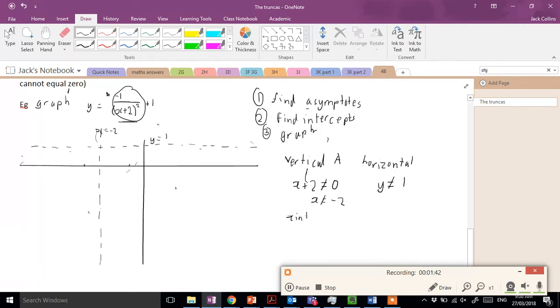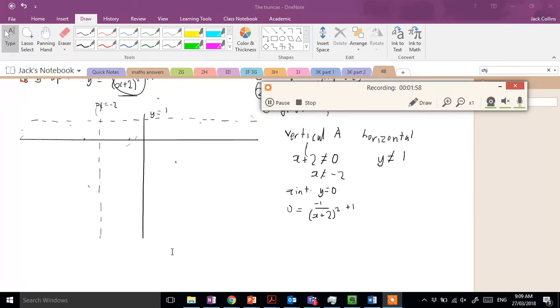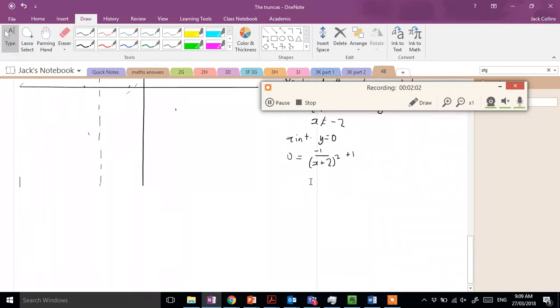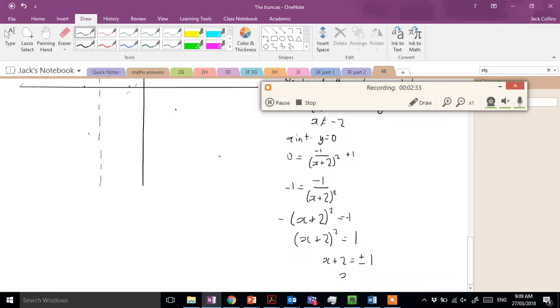So for the x-intercept, y equals 0. 0 is equal to negative 1 over x plus 2 all squared, plus 1. Just get a bit of space here. Alright, so minus 1 is equal to negative 1 over x plus 2 all squared. So negative x plus 2 all squared is equal to minus 1. X plus 2 all squared is equal to 1, to get that negative on the other side. You can just take the square root of both sides, so x plus 2 is equal to plus or minus 1. So x is equal to negative 2 plus or minus 1.